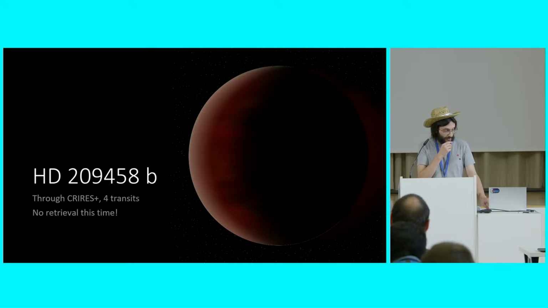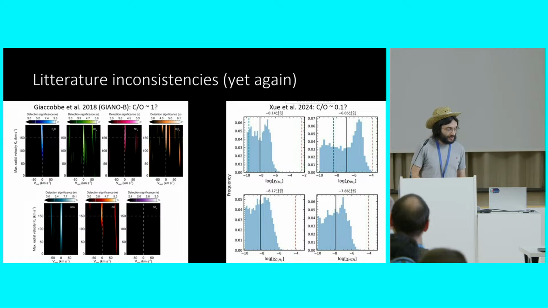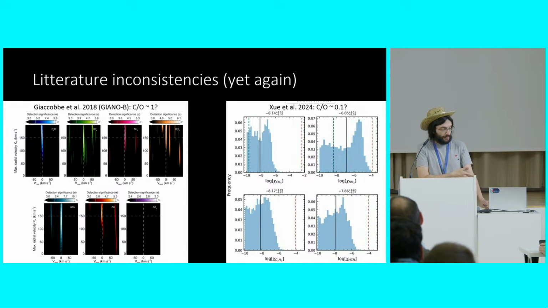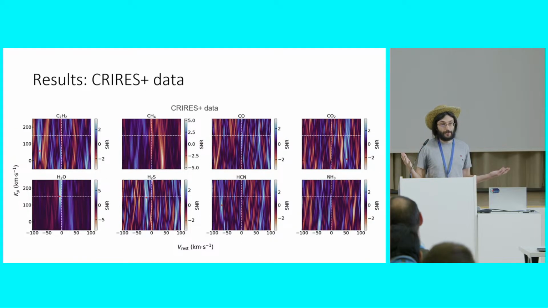So let's now talk very quickly about HD 209. Again, this is a planet that has a lot of inconsistencies in the literature. Here you can see a very famous result from Gibson et al. 2021, and also a very recent result from JWST. You can see that in high resolution, a lot of species have been detected, and in JWST, not so many species. So again, we made an independent study, so there is no retrieval here, only cross-correlation analysis.